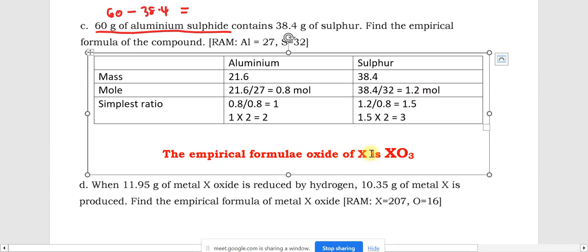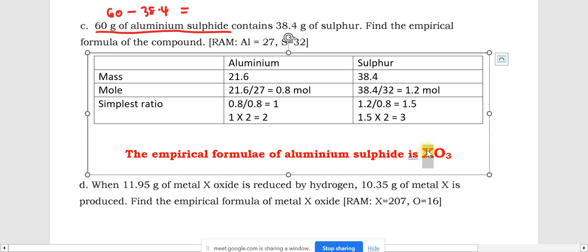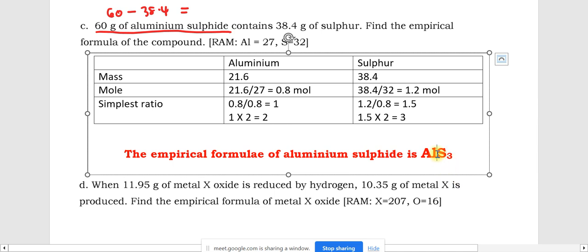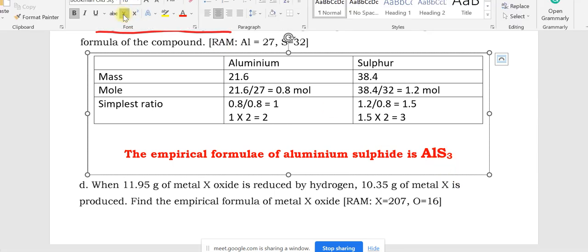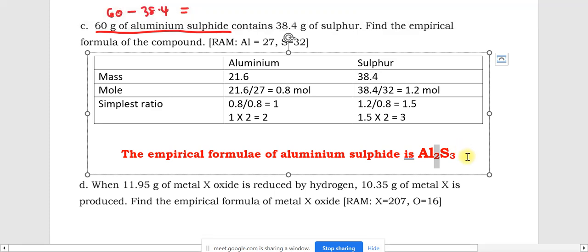So the empirical formula of aluminium sulfide is Al, sulfur is S, Al is 2, so Al2S3. We make them subscripts.